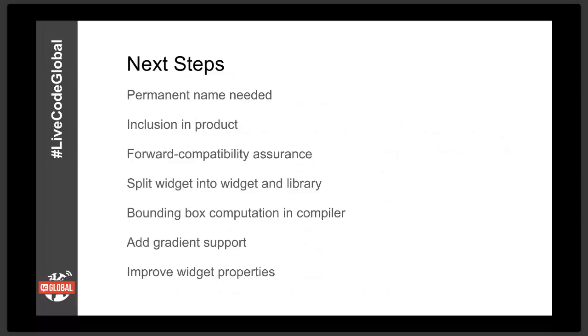I also want to split the widget into a widget and a library. At the moment, the widget holds some state which isn't really needed per widget. It's just required by the thing that compiles and renders SVG. So I'm going to split that up, and that will make it a little more efficient. The critical feature I need to put in next is really bounding box computation in the compiler. This is where you compute the bounding box of elements iterating down the tree. The reason we need that is twofold. One is so that it can offer better transformation support in the widget.